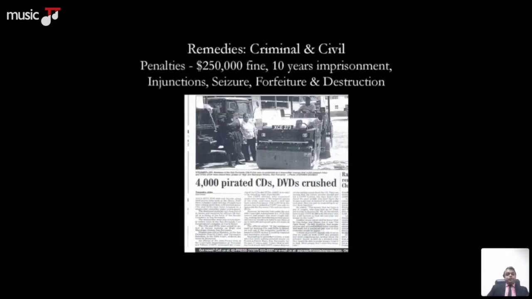So what are we doing? We are enforcing against piracy and enforcing the intellectual property rights of owners, and there are hefty penalties. You're talking about $250,000, or prison, depending on the amount, obviously. We are seizing and destroying. This actually happened in Trinidad and Tobago, where they seized and destroyed a bunch of CDs.